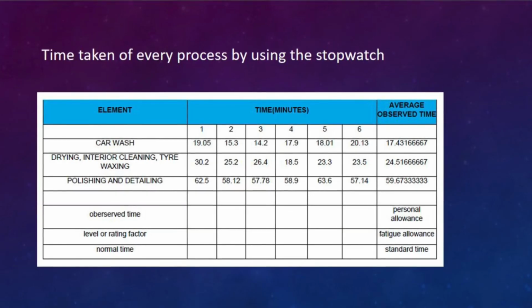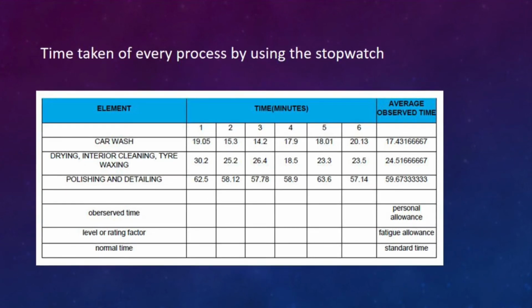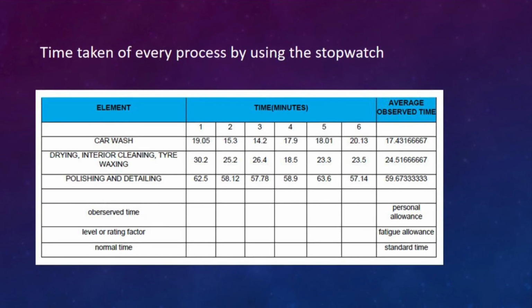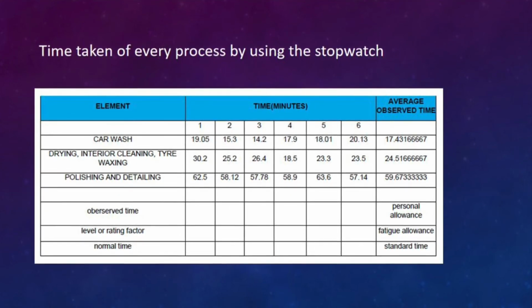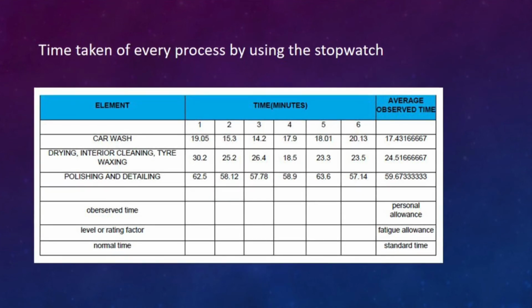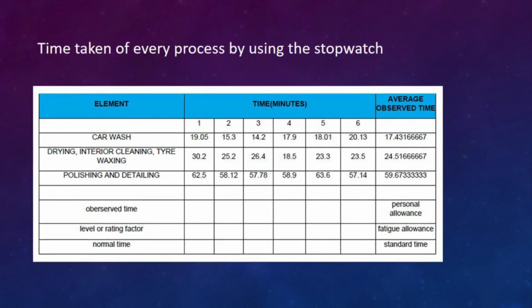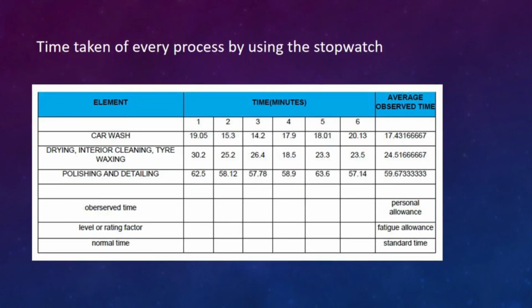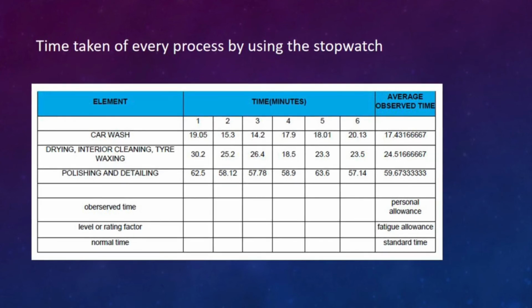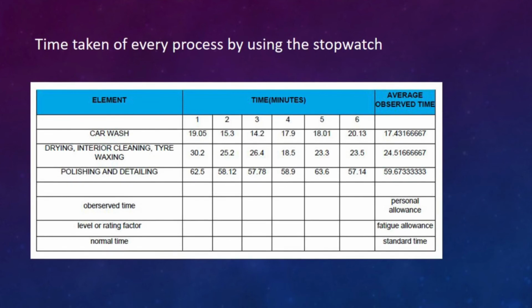Okay, for the last part of my part, it is the time taken for every process, measured using a stopwatch. Right, from the table that has been shown on the slide, we have three elements. The first is car wash. The second element is drying, interior cleaning, and tire waxing, and the third element is polishing and detailing. They have six observed times, in minutes.